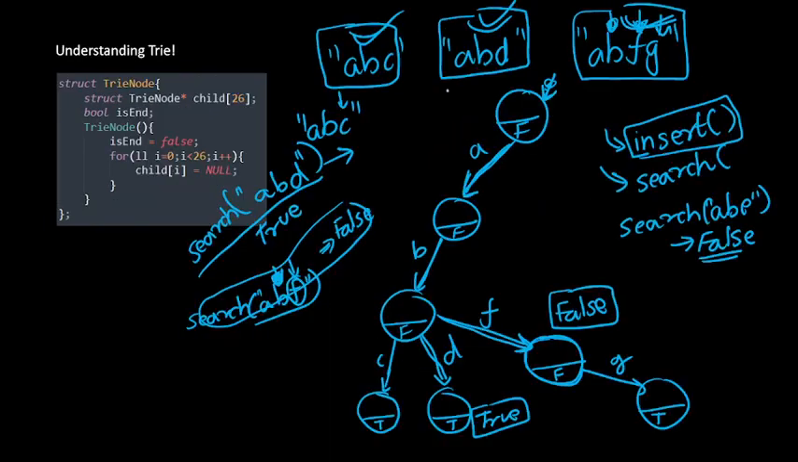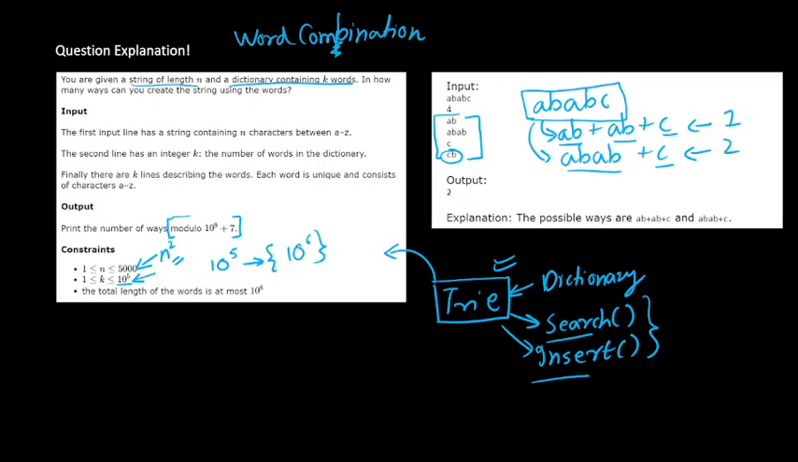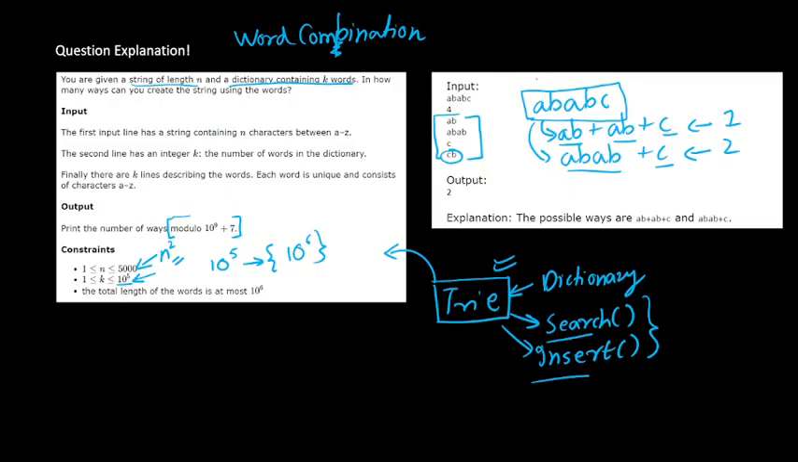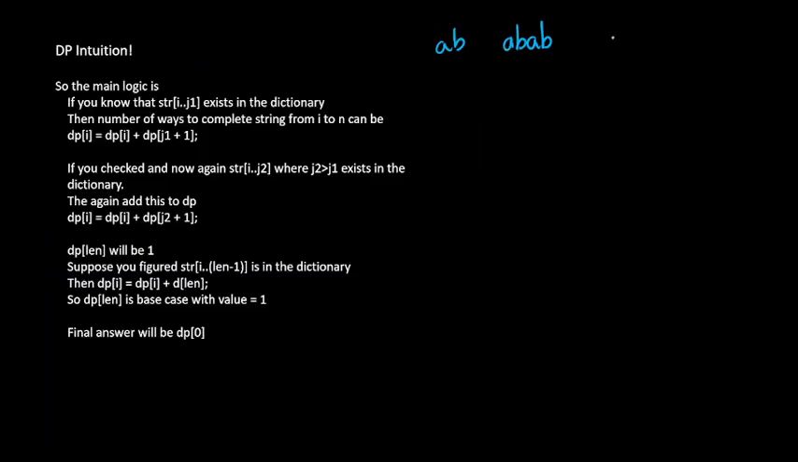Now I'll be explaining the main logic via this example, ABABC. So let's make the trie for this. The strings are AB, AB, AB, AB, AB, AB, C and CB, C and CB. Okay, so this is our dictionary.